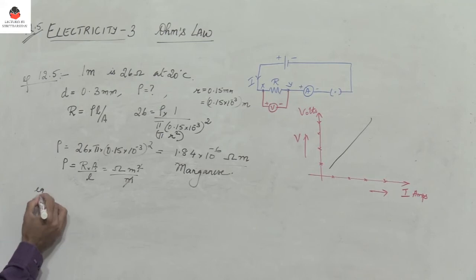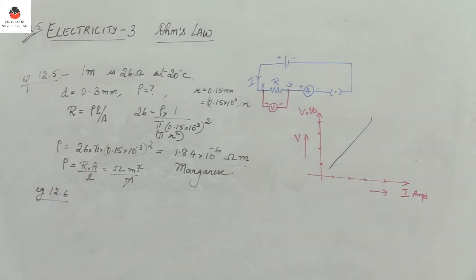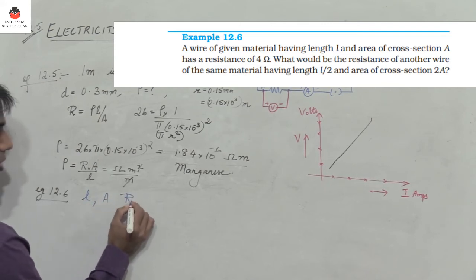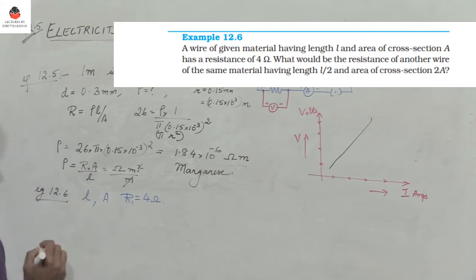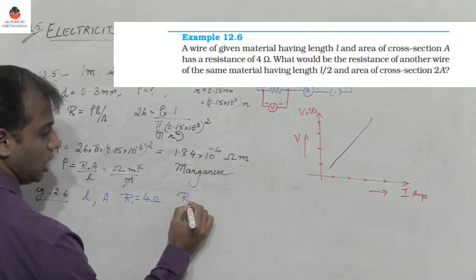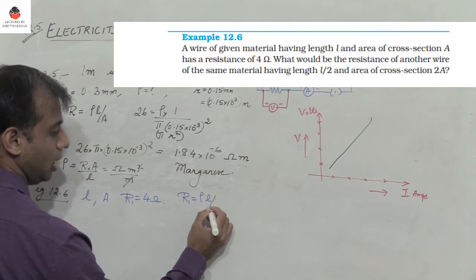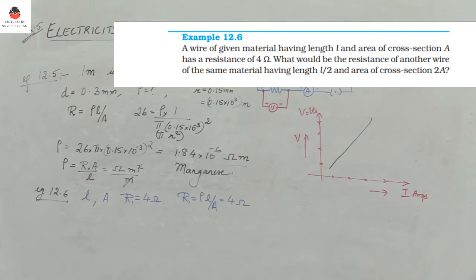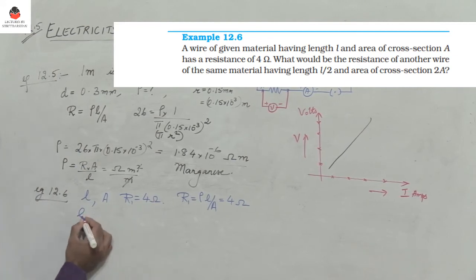Next, example 12.6. So now let's go through problem 12.6, a very interesting one. A wire of length L and area A has a resistance of 4 ohms. So let me call this R1 equals 4 ohm. So we know that R1 is nothing but rho into L by A, and this is equal to 4 ohms. Now the next part of the question is, what will be the resistance of another wire of the same material, but if the length is L by 2 and if the area is 2A?